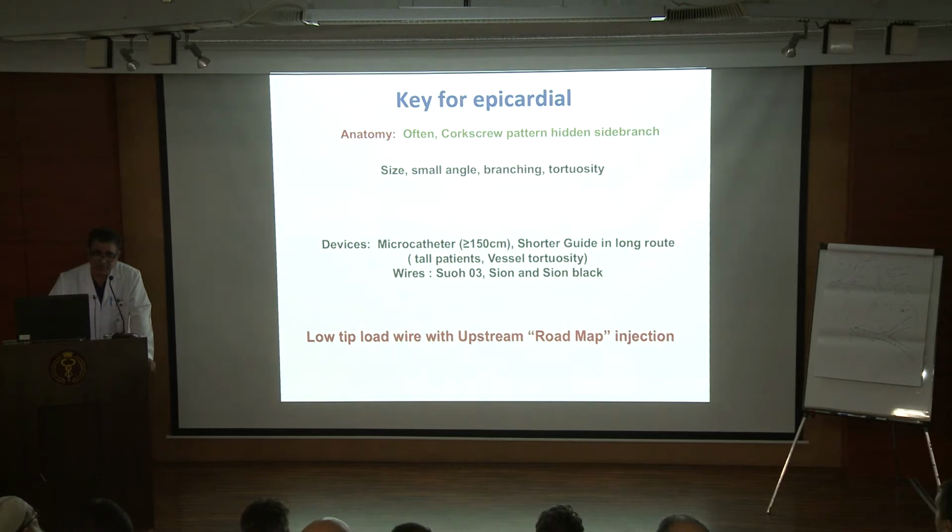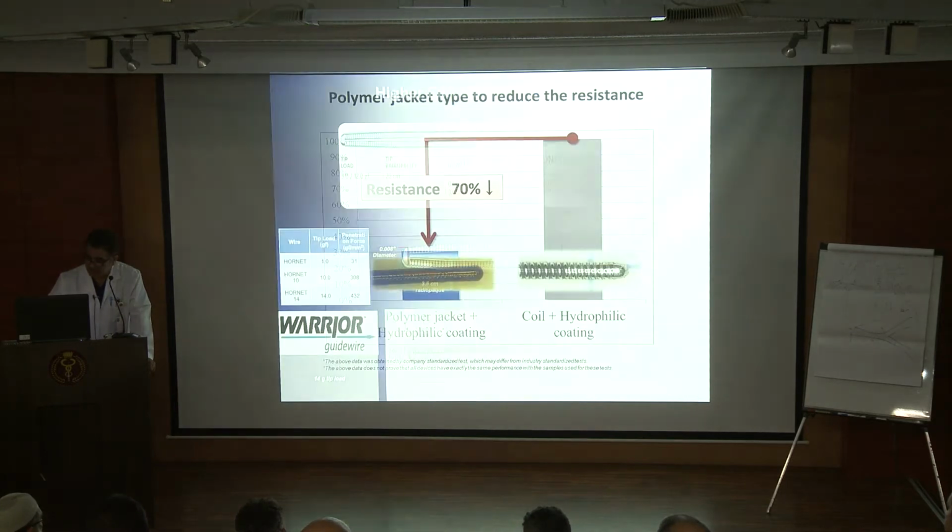So the trick for these epicardials is a little bit different. Typically, you use a very low tip load wire, such as a SUO wire, and a very small microcatheter, such as the Caravelle or the Turnpike LP, which we will talk about even more.